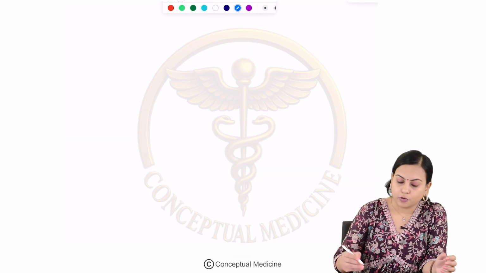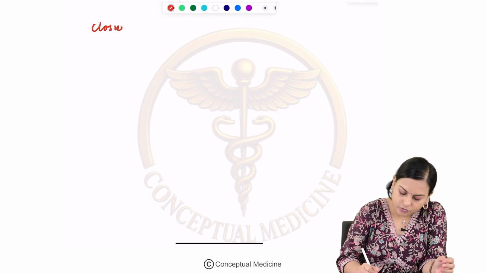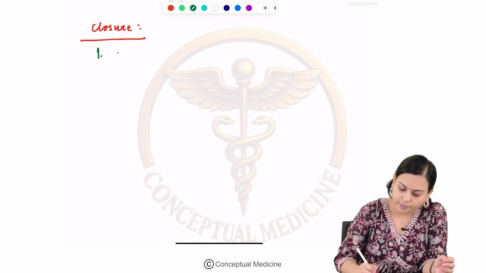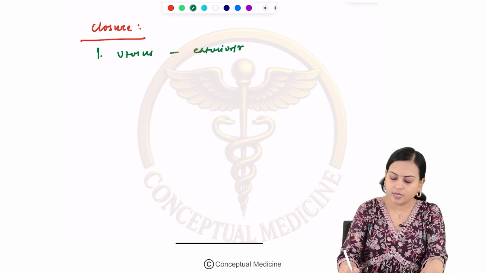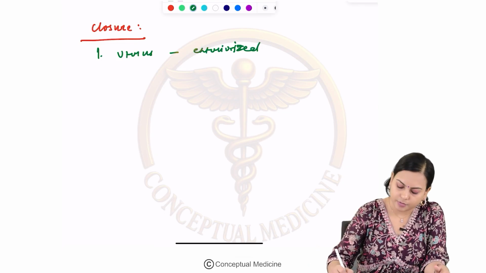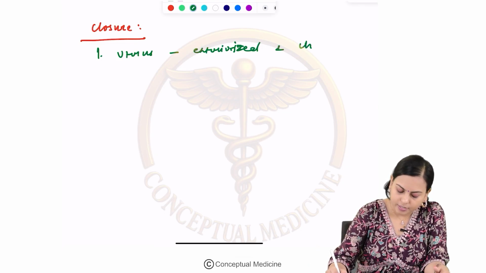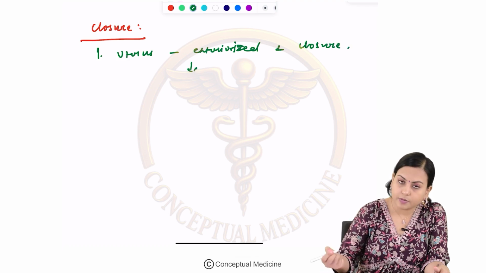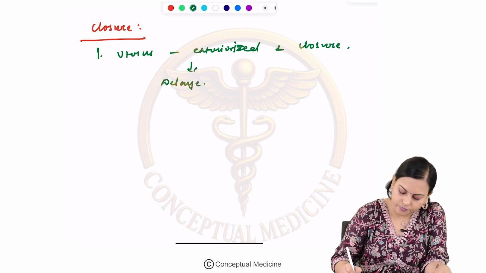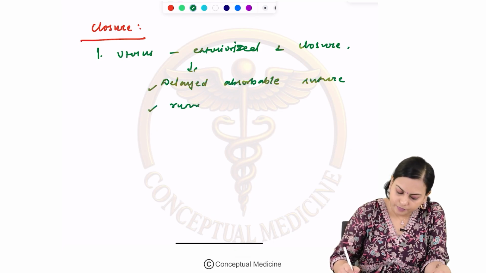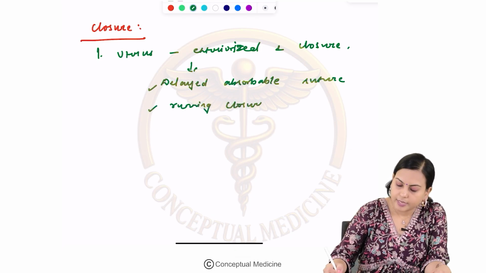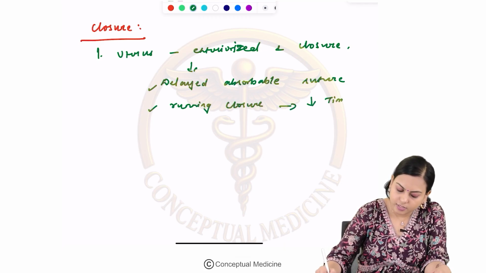Then, now we will see about closure. How will we be doing closure of the abdomen? For closure of the abdomen, the uterus can be exteriorized, that is, it can be brought outside the abdominal cavity and closure can be done. Usually we will be using delayed absorbable suture, and running closure can be used, that will reduce the time as well as blood loss.